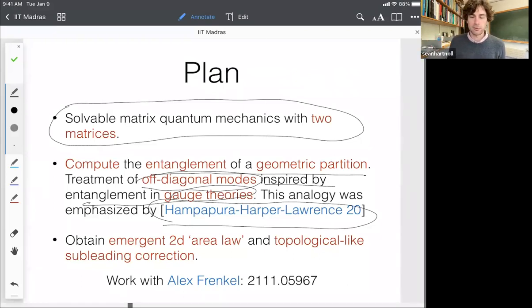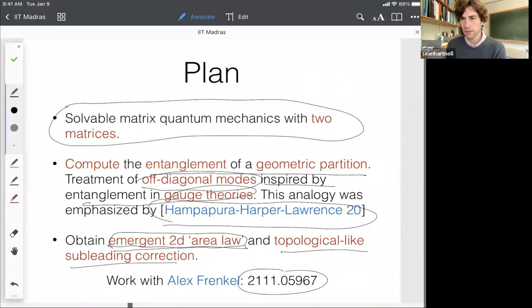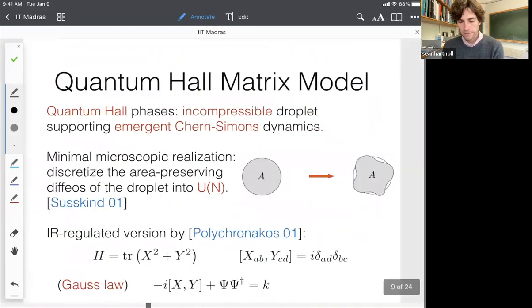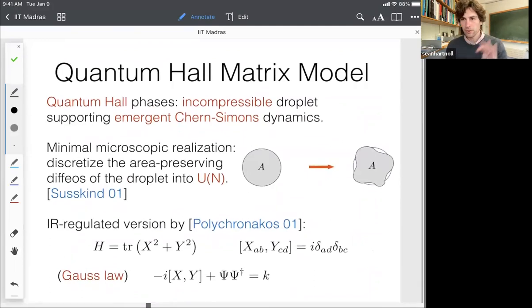And there are some subtleties which you have to deal with. Everything I'm going to talk about now is in this paper. I'm going to obtain an emergent 2D area law, and I'm also going to obtain some topological-like subleading corrections. So I'm going to quickly introduce the model. I think it's the simplest possible model with two matrices. As you're going to see, it barely has two matrices.